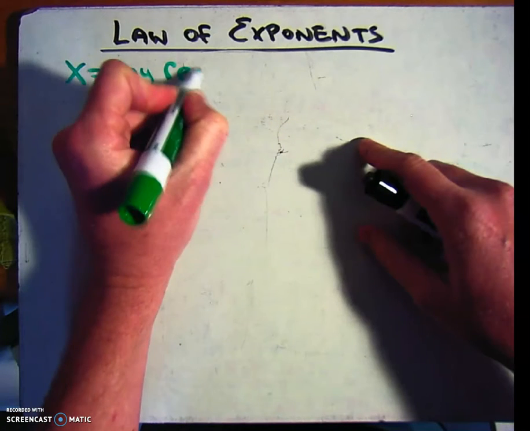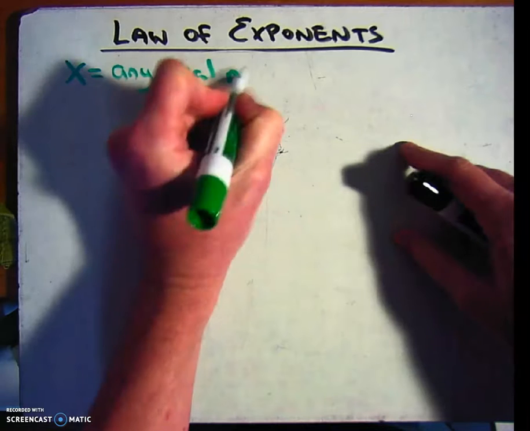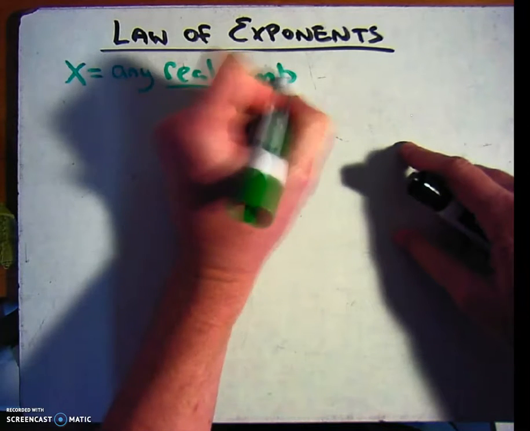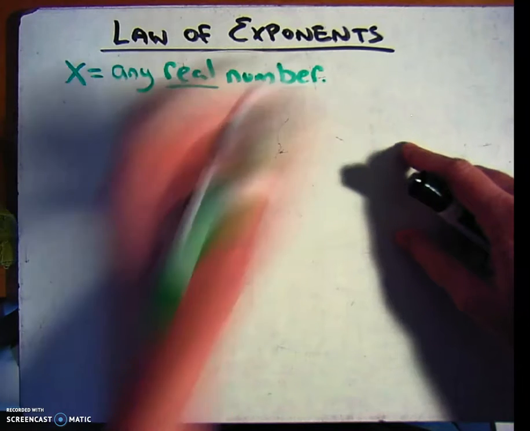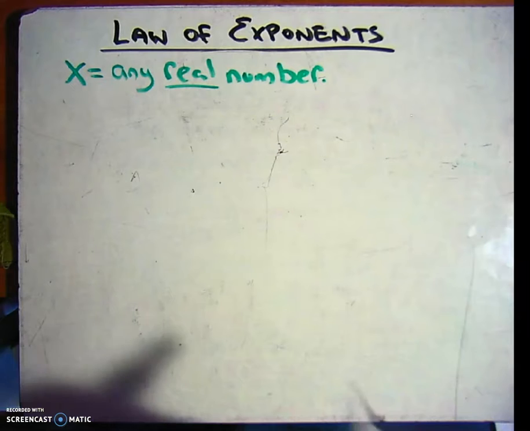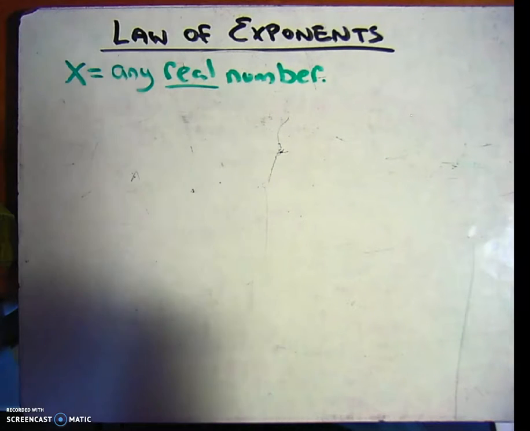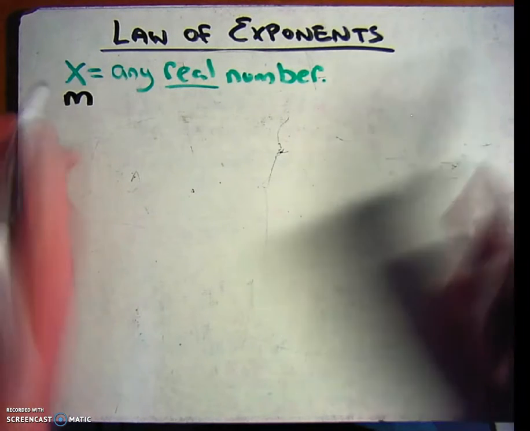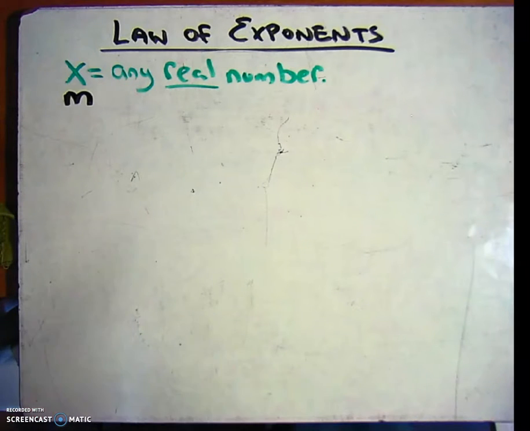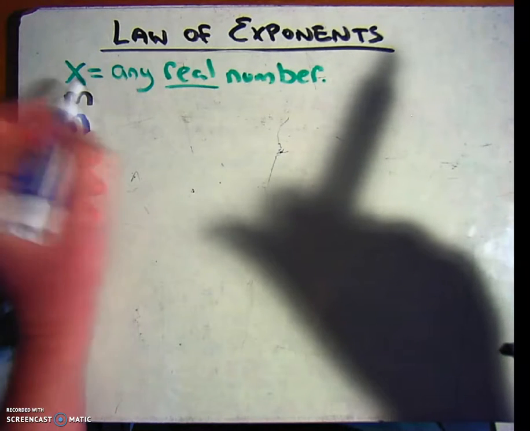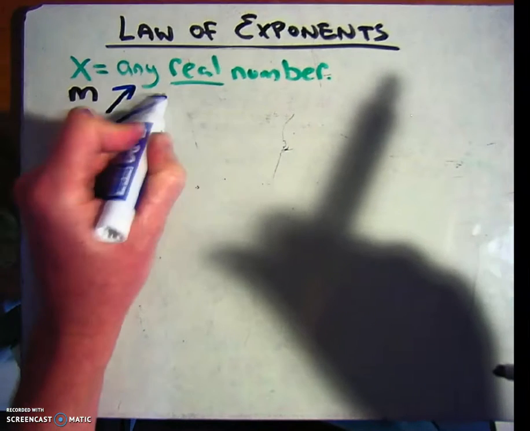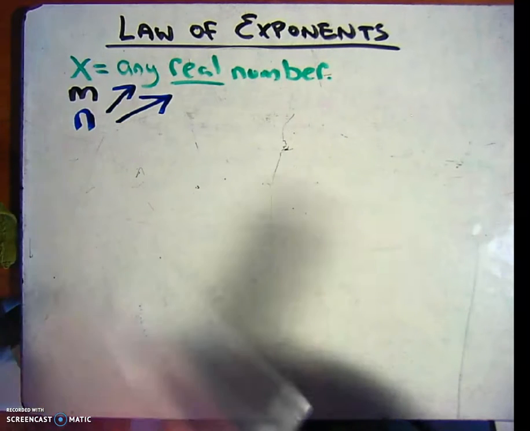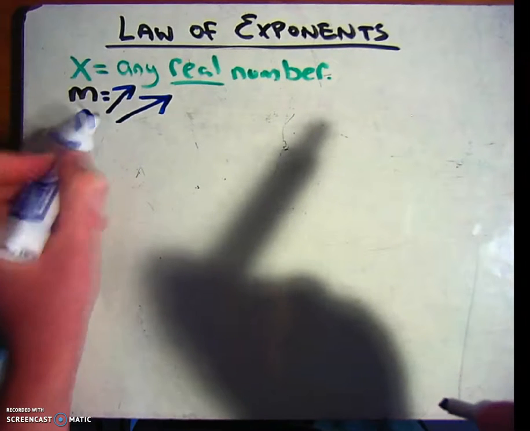Let's let the letter X represent any number we want. I'm going to call it any real number. That means all positives, all negatives, all the numbers in between, anything we want. I'm going to write a couple other variables as well. Let's say that the letter M and the letter N also represent any number that we want. They can be the same or they can be different.